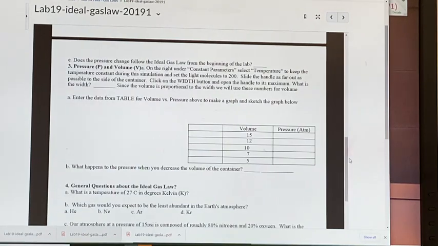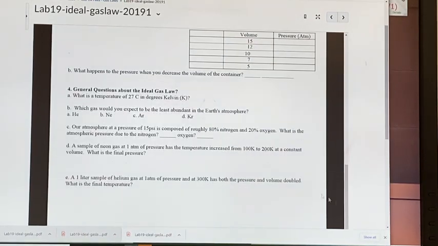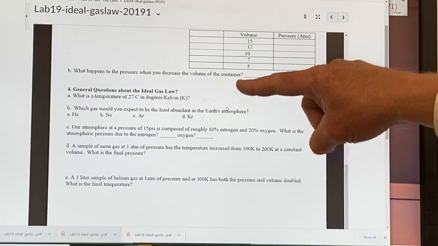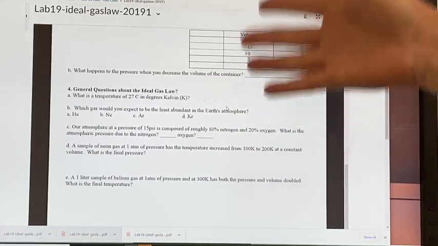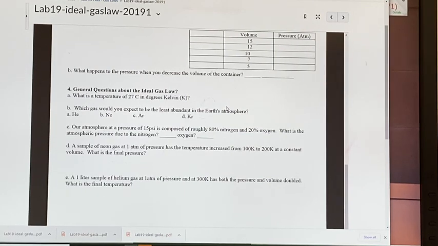The last part is to look at the questions. What is the temperature? Changing Celsius to Kelvin, because the gas laws are in Kelvin. Which one would you expect to be the least abundant? It's related to the ones that go the fastest, because the fastest ones escape the Earth's atmosphere. PSI: what's the atmospheric pressure due to nitrogen and oxygen, with atmospheric pressure about 15 pounds per square inch. Then question 4 is about a sample of neon gas.